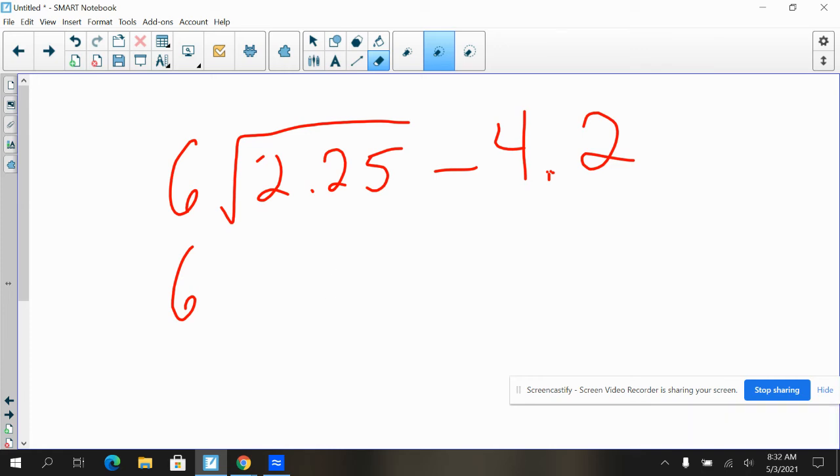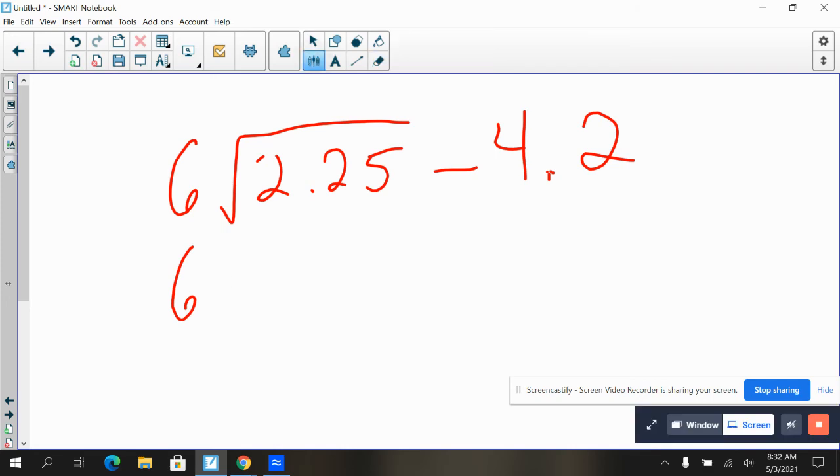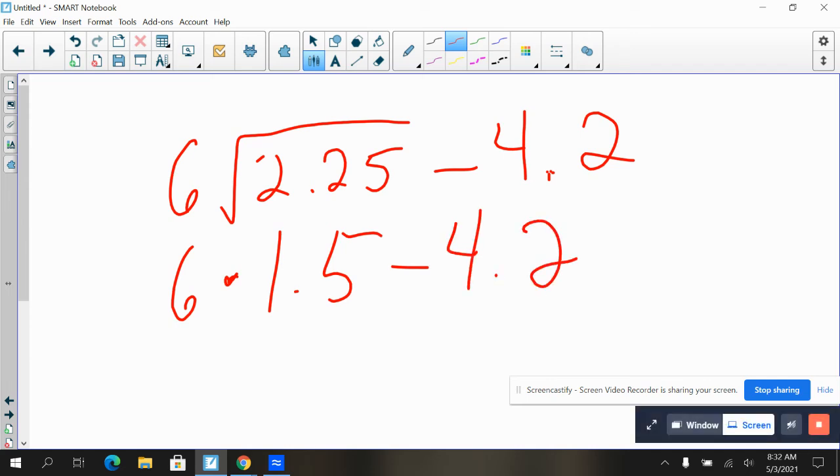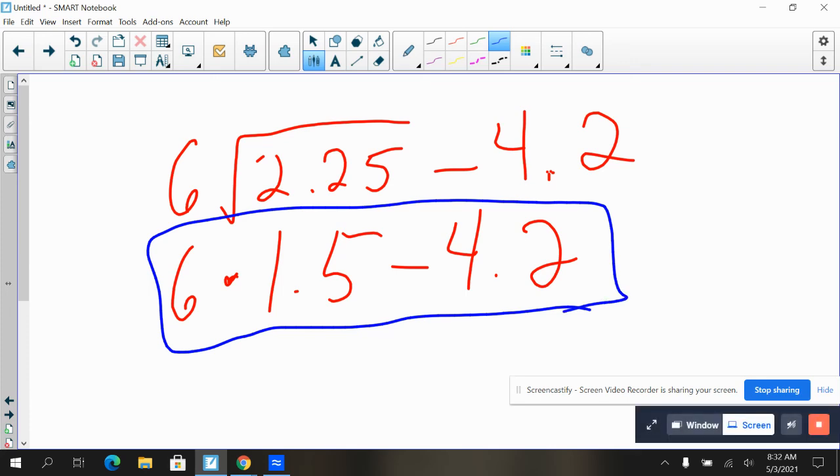The radical sign is a grouping symbol which acts like parentheses. So when there's a number next to parentheses, what does that mean? There you go. It means multiplication. Now what does that question turn into? Right here. I don't want the answer, but what does it turn into?